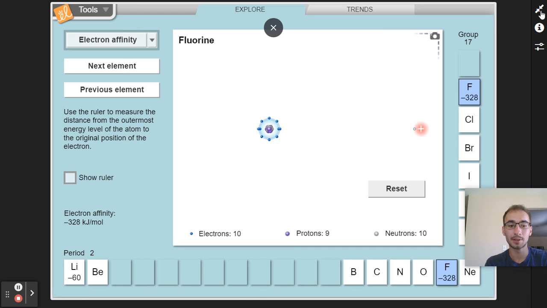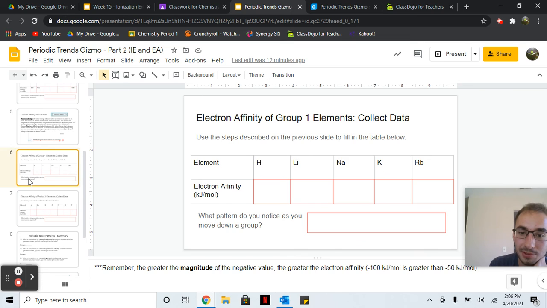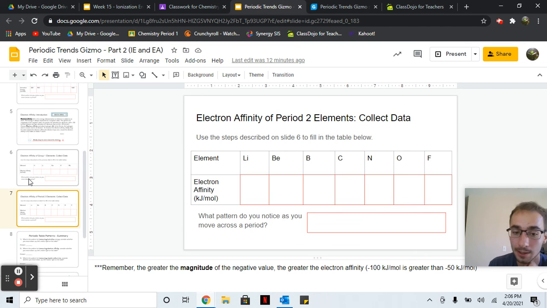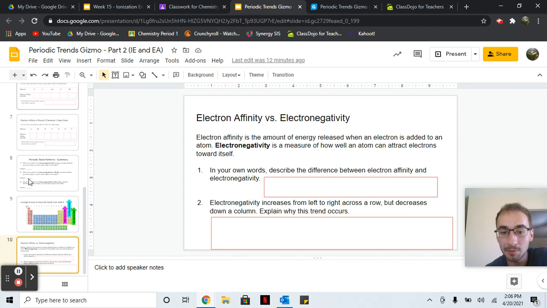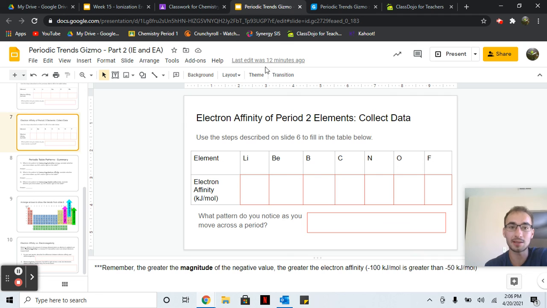Yep. So now you're gonna do tables 6 and 7 for electron affinity now. That's the last thing you'll do. We'll do the summary tomorrow. Okay? So try and get to slide 7 tomorrow.